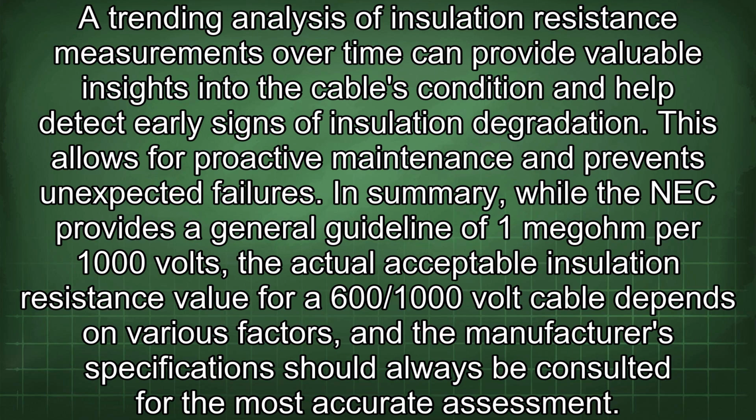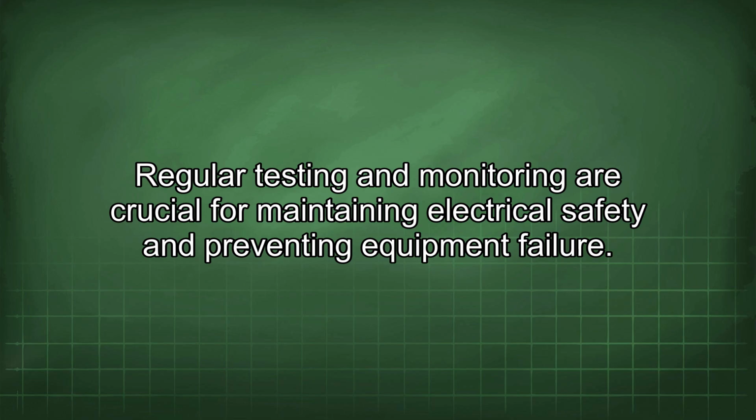In summary, while the NEC provides a general guideline of 1 megohm per 1000 volts, the actual acceptable insulation resistance value for a 600/1000 volt cable depends on various factors, and the manufacturer's specification should always be consulted for the most accurate assessment. Regular testing and monitoring are crucial for maintaining electrical safety and preventing equipment failure.